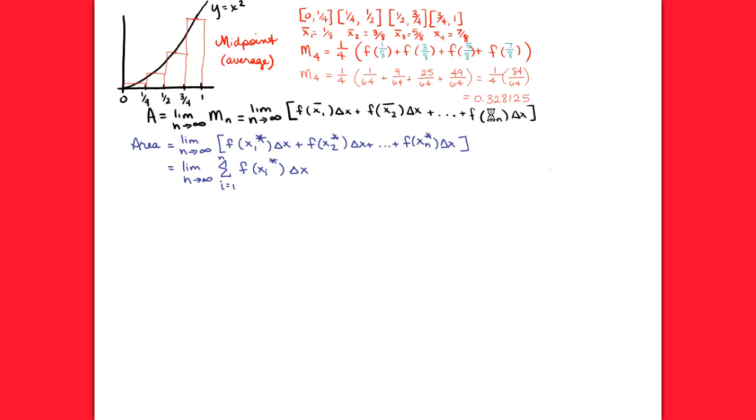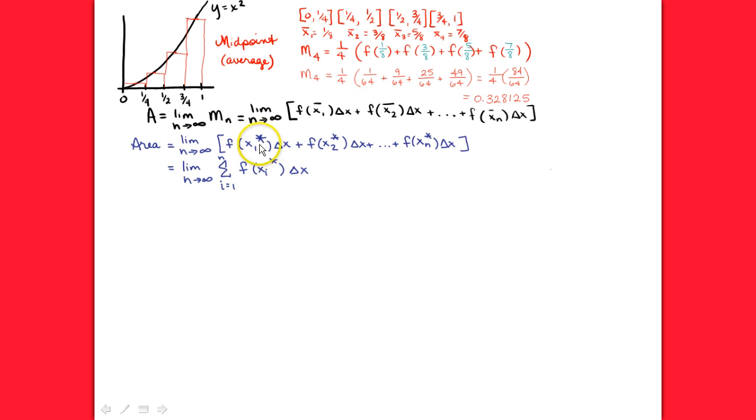So here's how I could generalize all three formulas that we've seen today. Left endpoints, right endpoints, and midpoints. I can say the area is going to be equal to the limit as n approaches infinity. So if I had an infinite number of rectangles or subintervals, where I have f of x sub 1 times the change in x plus f of x sub 2 times the change in x all the way down to the last one. So this is like the area of the first rectangle plus the area of the second one all the way down to the area of the last one.